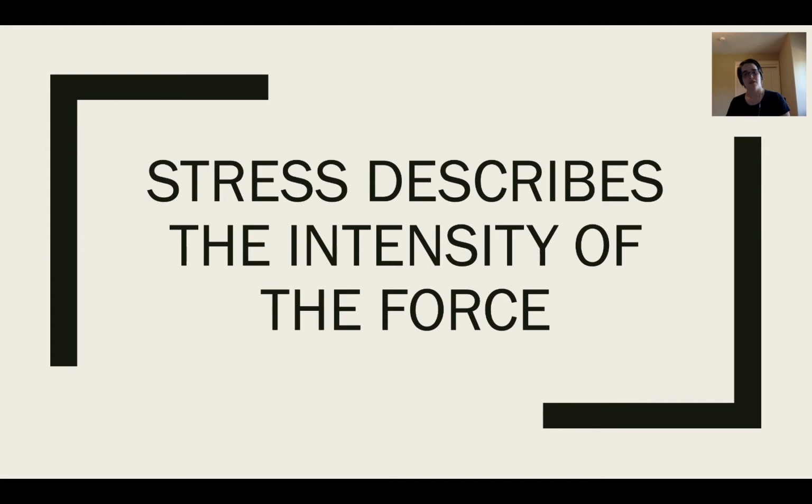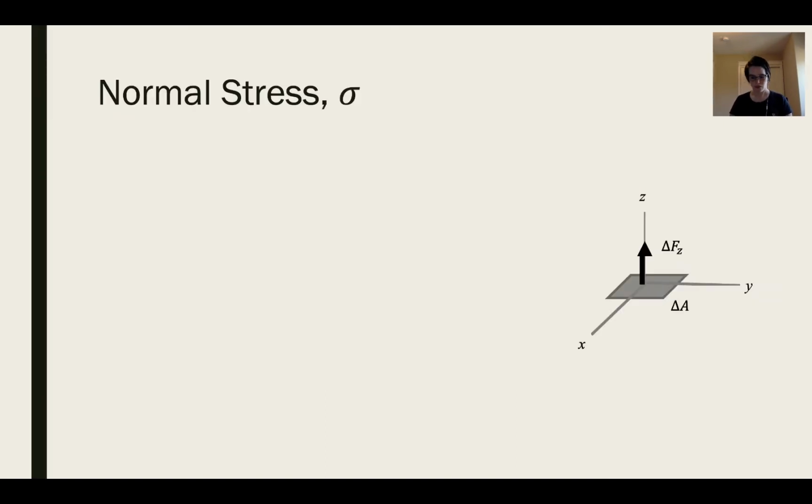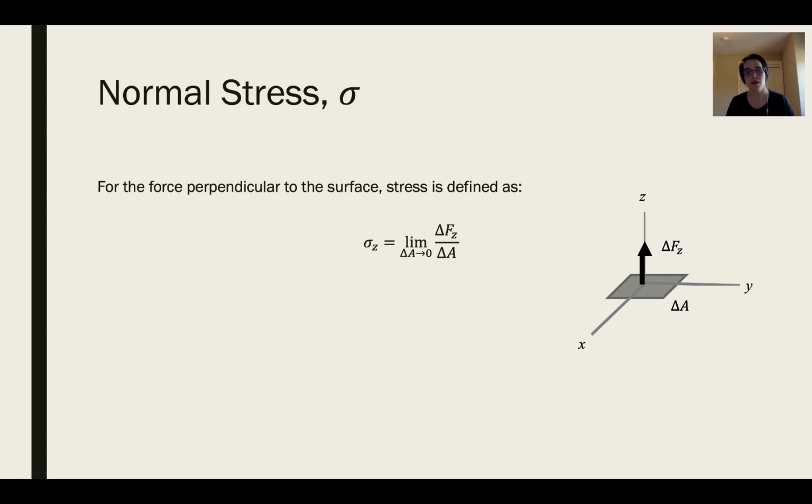So we have this concept of stress. Stress describes the intensity of the force, and it takes into account the difference in area. So normal stress, which we represent with the Greek letter sigma at the top there, describes the force perpendicular to the surface relative to the area. So you see in the right the force and the area, and mathematically, it's defined as the limit as the area gets smaller and smaller as it goes to 0 of the force applied to that area.